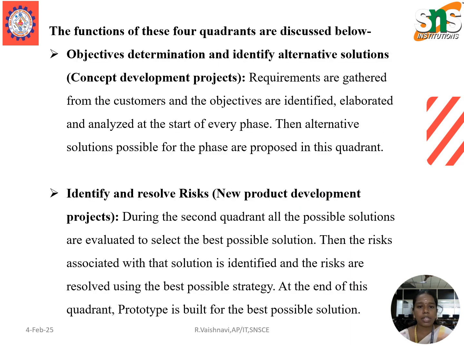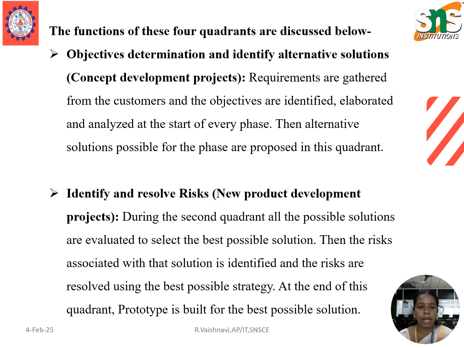The functions of these four quadrants are discussed below. First one is objective determination and identifying the alternative solutions, that is concept development projects. Here requirements are gathered from the customers and the objectives are identified, then elaborated and analyzed at the start of every phase. Then alternative solutions possible for the phases are proposed in this quadrant.